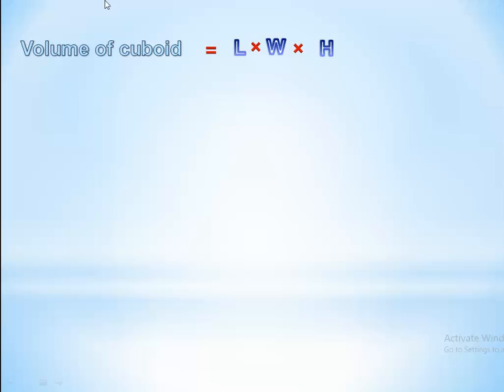Okay, we know that length by width is the area of the rectangle, so we call it base area. We can replace length by width and put base area. So we have another rule of volume of cuboid. We can say base area by height.